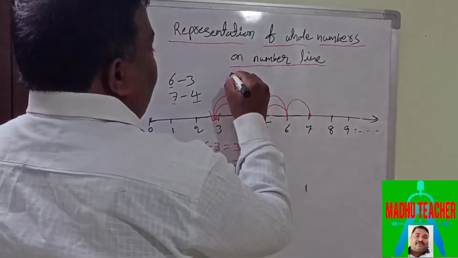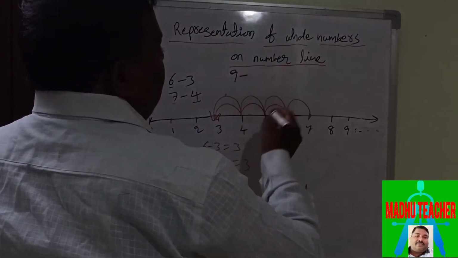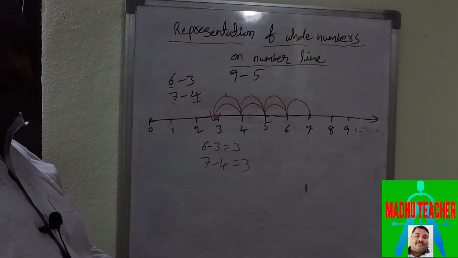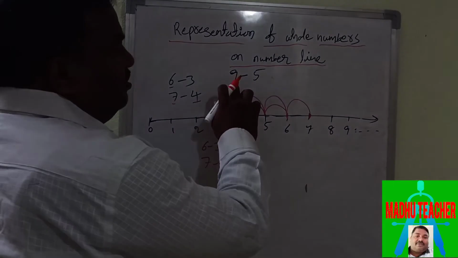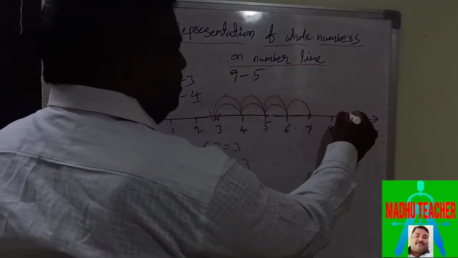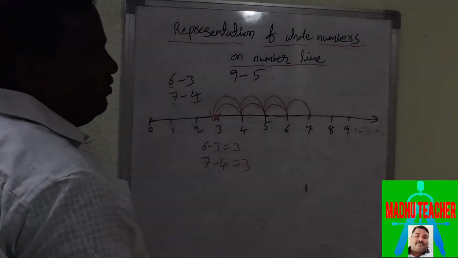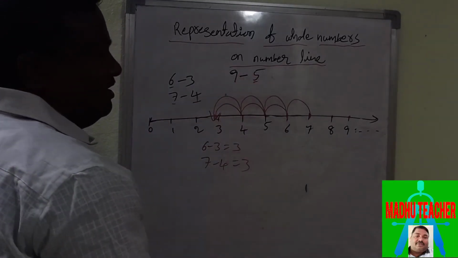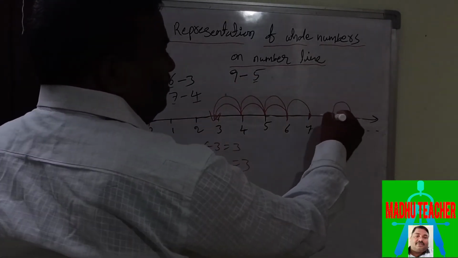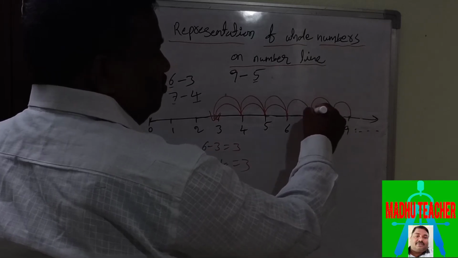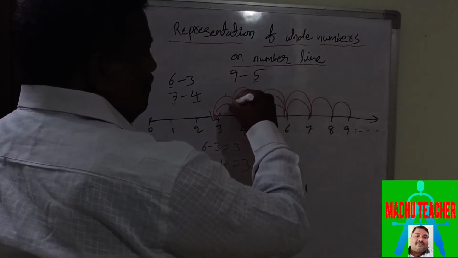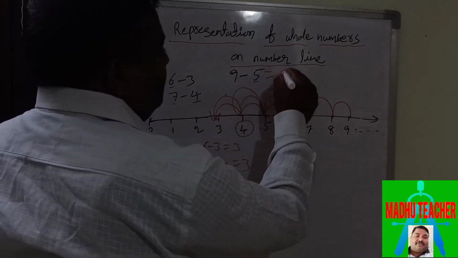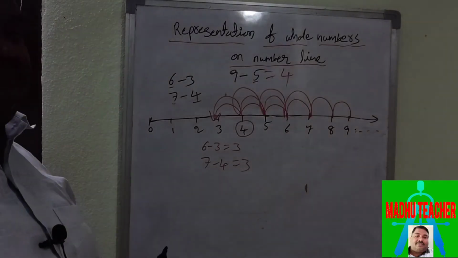Suppose 9 minus 5. We start from 9 and move towards the left side. How many jumps? 5 jumps. 1, first jump, 2, 3, 4, 5. So we reached 4. So 9 minus 5 equals 4.